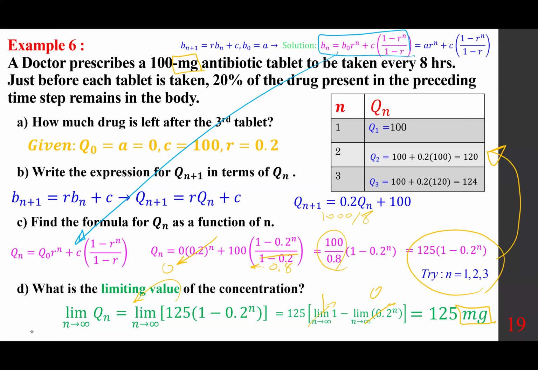So what is the limiting value of this concentration? It's 125 milligrams, which means no matter how long you continue, it will never go beyond 125 milligrams of antibiotic, which they have found to be okay as far as the patient is concerned. And beyond that, it may be more harmful than beneficial.